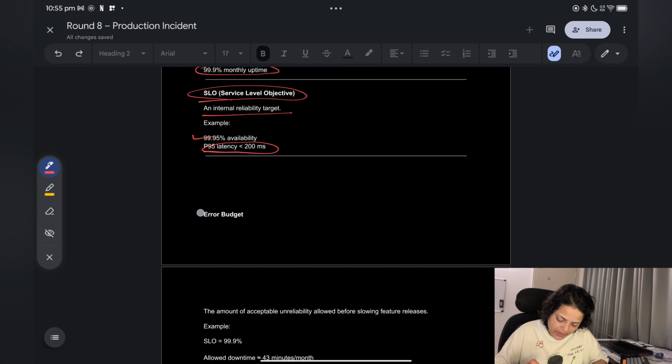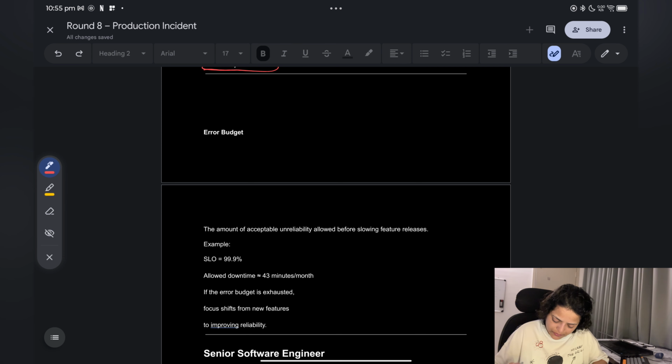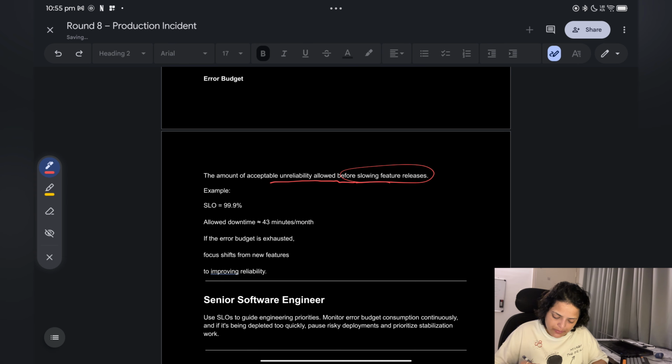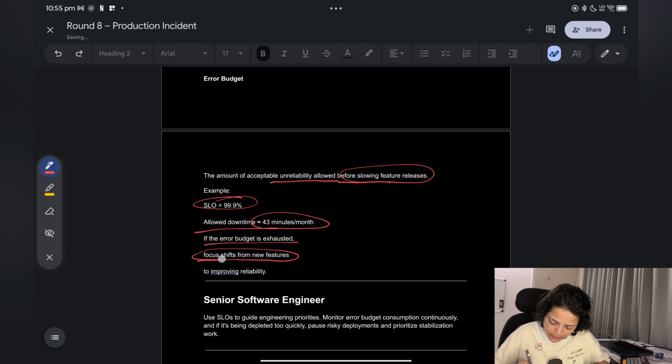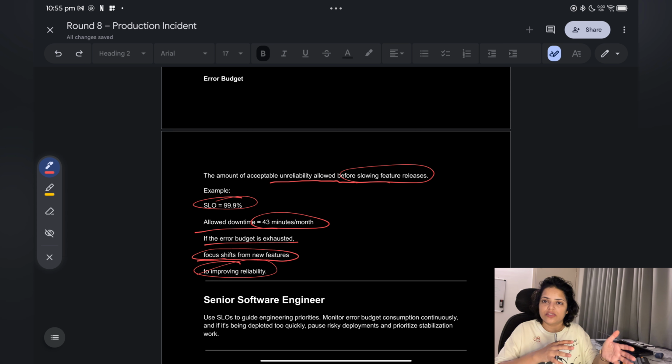Now what is an error budget? The error budget is the amount of acceptable unreliability allowed before slowing feature releases. For example, SLO is 99.9%, let's say you have committed, so allowed downtime is 43 minutes per month. You can have 43 minutes of downtime per month. And if the error budget is exhausted, focus shifts from new features to improving reliability. So don't concentrate on new features, first improve the reliability of the system, and then proceed further.